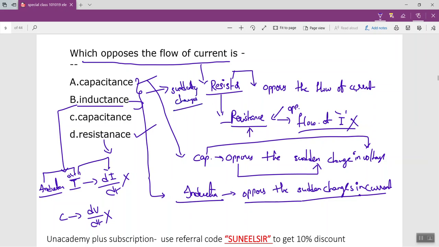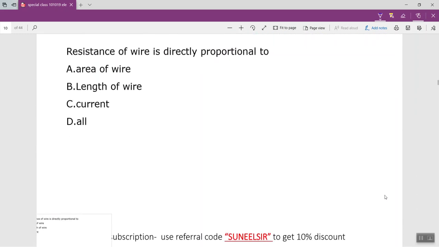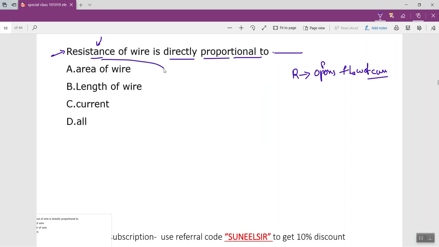Okay, the next question. Resistance of a wire is directly proportional to dash. What is this resistance? We have already discussed. Resistance is denoted by the letter R, and it always opposes the flow of current. This value is given by R is equal to rho L by A.